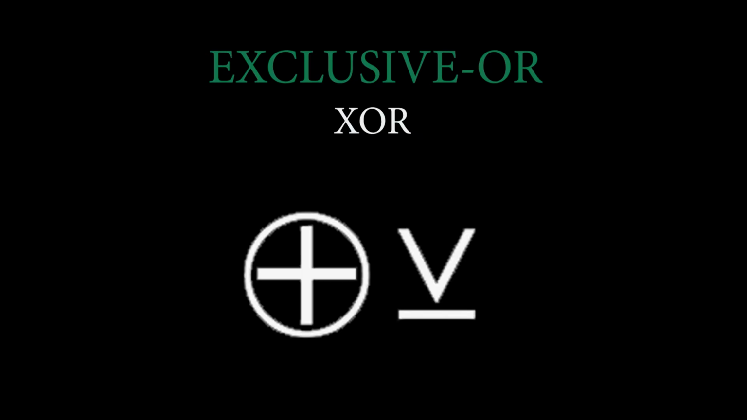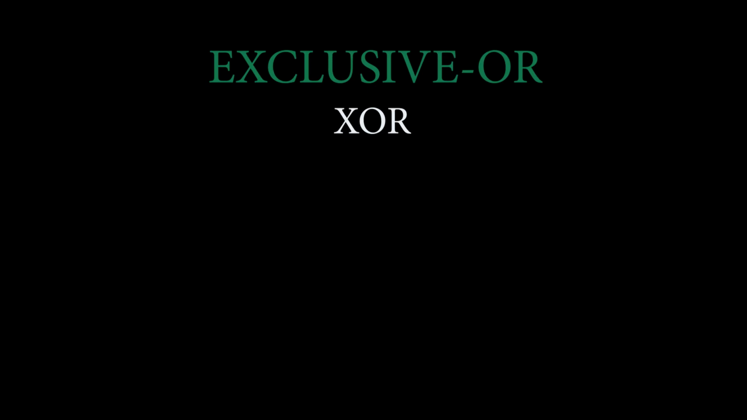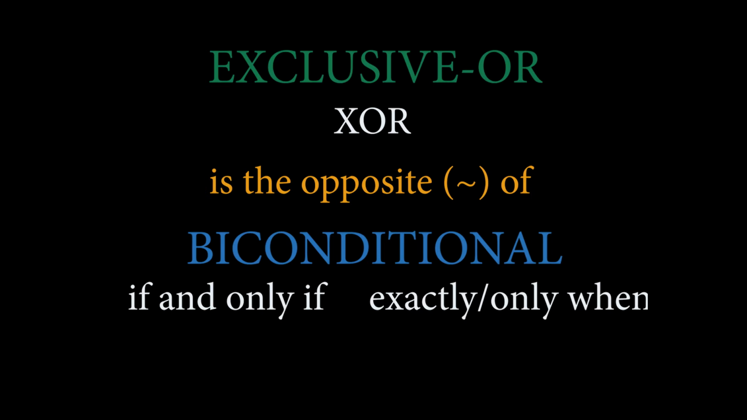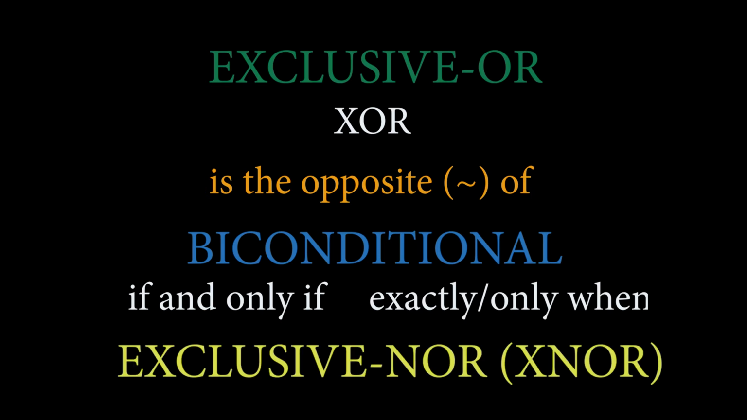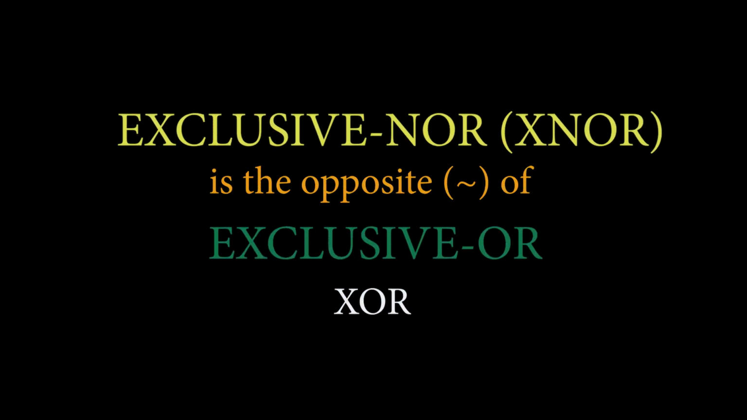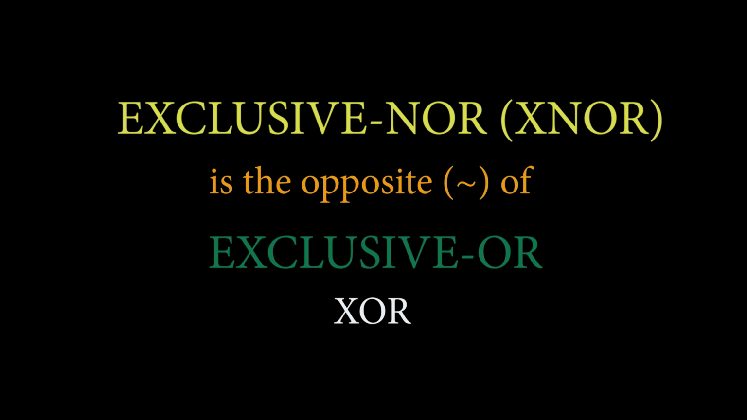Today we're going to talk about exclusive OR tables. Now in a previous video, I showed you the different symbols that are used for exclusive OR, but there's one I forgot to mention. Exclusive OR is the opposite of a biconditional. A biconditional is logically equivalent to an exclusive NOR, which is the opposite of exclusive OR. And that is how these two are logical contradictories.